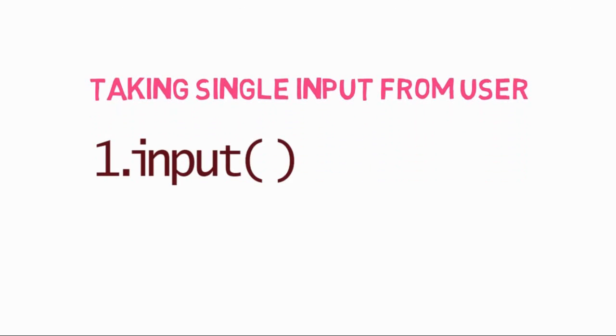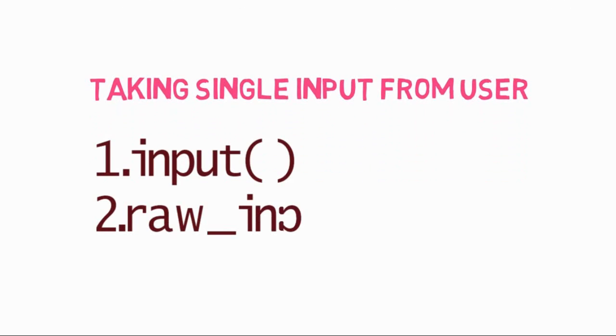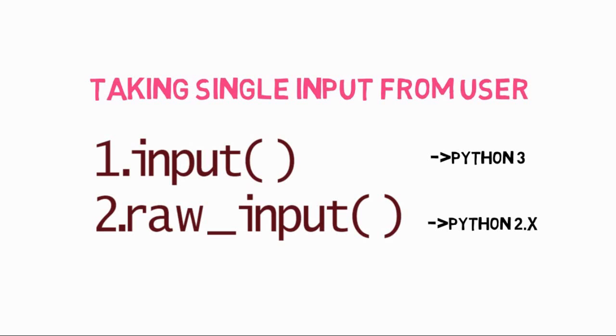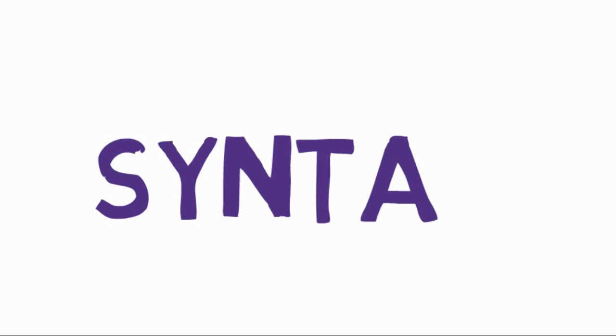These are the two functions that help to take single input from the user, where the input function is used in Python 3 and the raw_input function is used in Python 2. Anyway, both are pretty much similar. The function takes a single input from the user. We will now see the syntax.